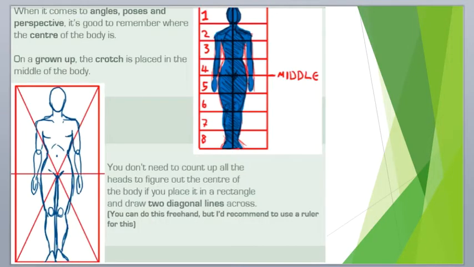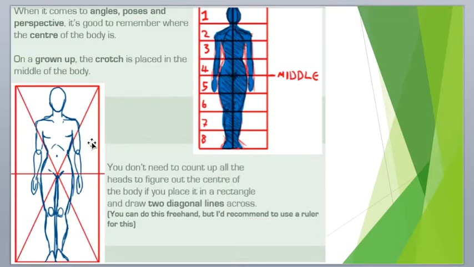One thing is to know where the center of the body is. To do that, you can count: 1, 2, 3, 4, that's the fourth head, 1, 2, 3, 4, that's the bottom half, and then you divide it in half, and this is the middle of the body.